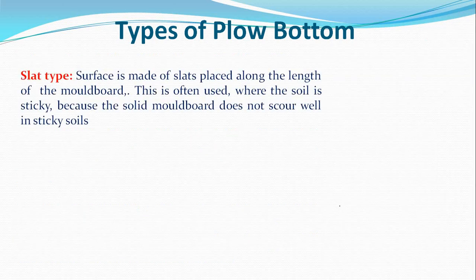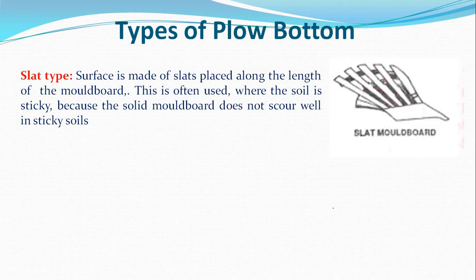Next is the slat type. Slat means something related to slippery or something like that. The surface is made of slats placed along the length of the moldboard, basically to reduce friction. It is often used where the soil is sticky, so the stickiness has to be reduced. During the movement of the soil on the moldboard, the surface area should be less, so that there is less adhesion of the soil to the metal part.